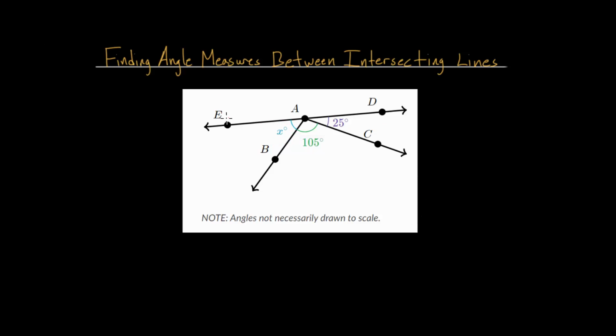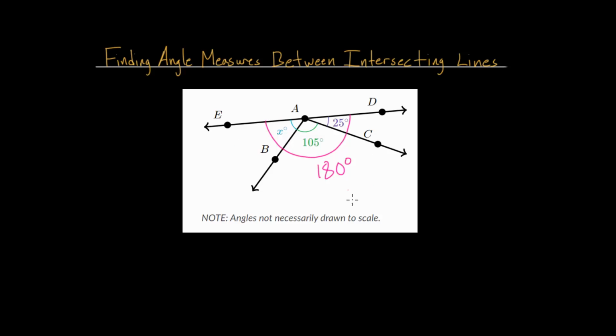So what you can notice is that we have this straight line EAD, and when you add all of these angles together, when you combine them with each other, notice we get the angle of a line. And remember that when you have the angle of a line, it's 180 degrees. So all of these combined give us 180 degrees.